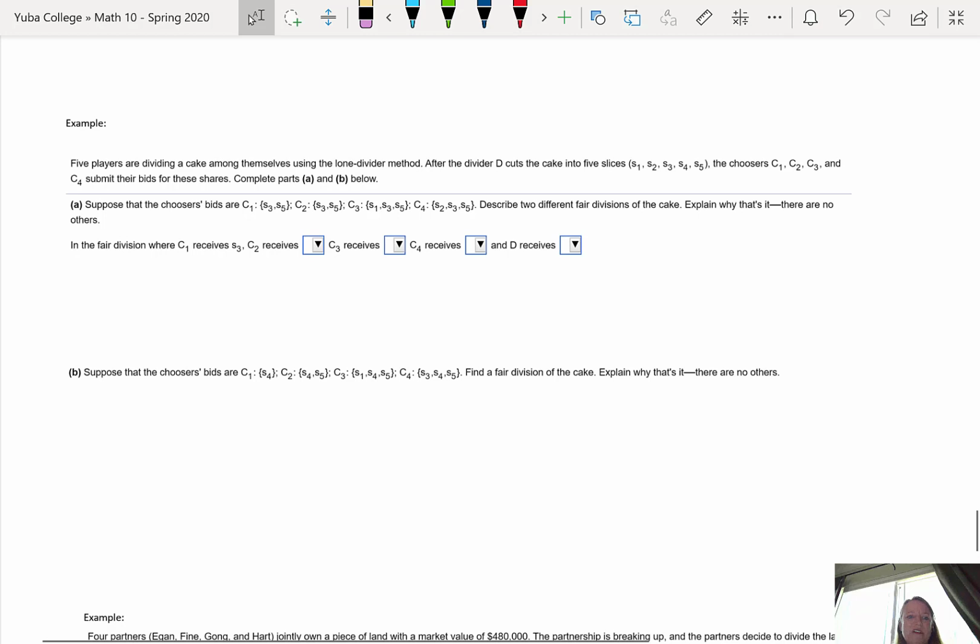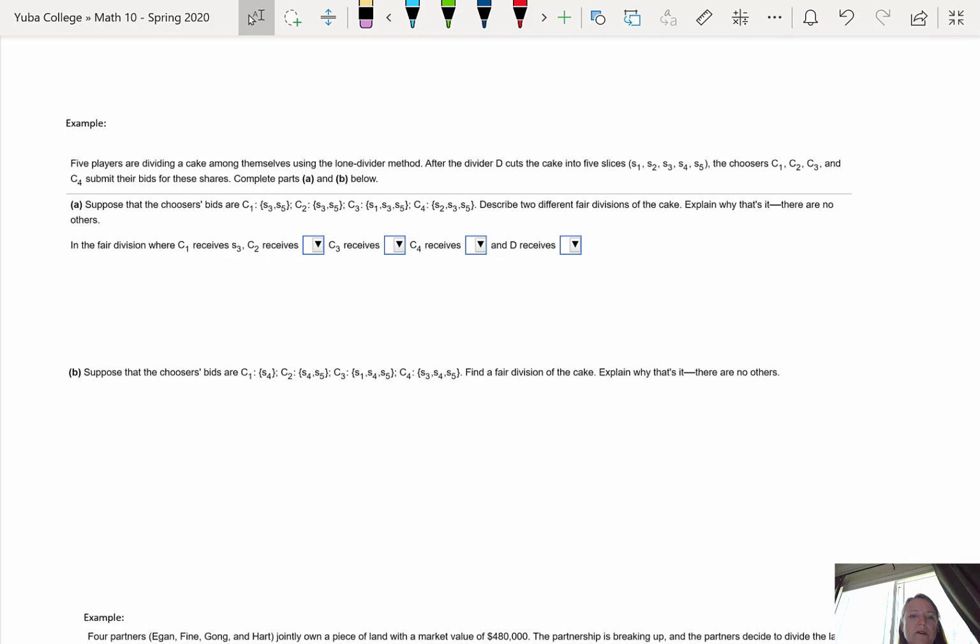Okay, so now you have 5 players dividing a cake amongst themselves using the lone divider method. After the divider D cuts the cake into 5 slices, S of 1, S of 2, S of 3, S of 4, S of 5, the choosers, chooser 1, 2, 3, and 4, submit their bids for their shares. Complete A through B.